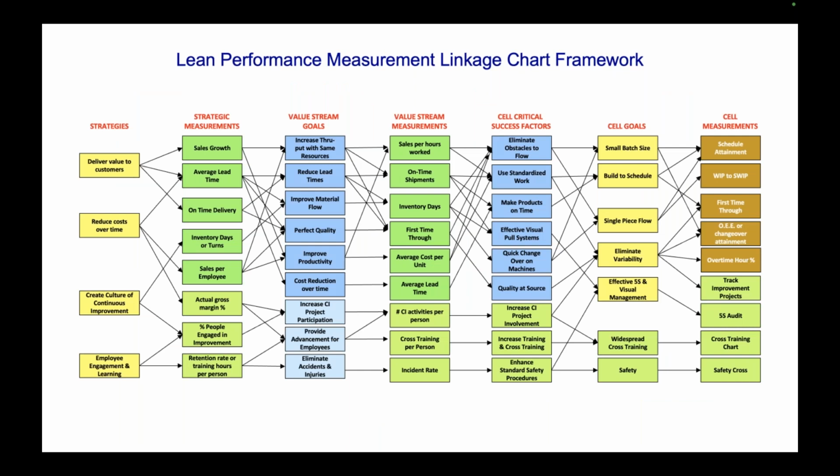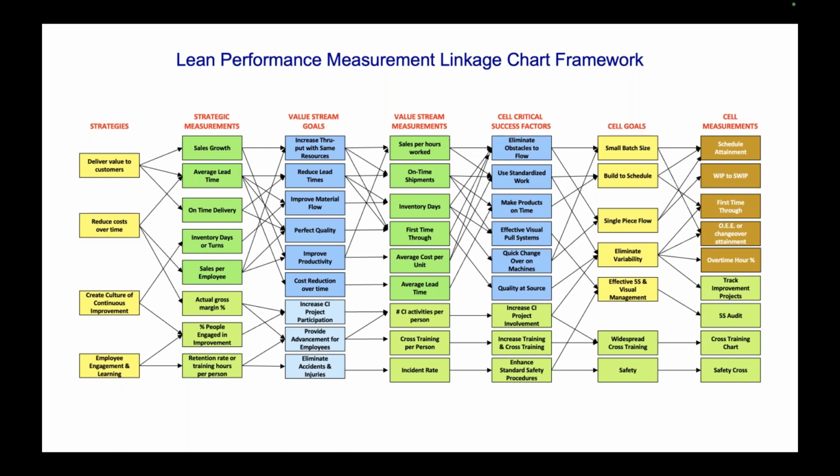How are we going to measure, in the second column from the left? How are we going to measure this at the company level on a monthly basis? And then you link the measurements back to the strategies. And you can see that some strategic goal links to more than one measure. Then you go to the value stream level. What are the value stream goals that we need to have in order to support the movement in the right direction of the strategic measures?